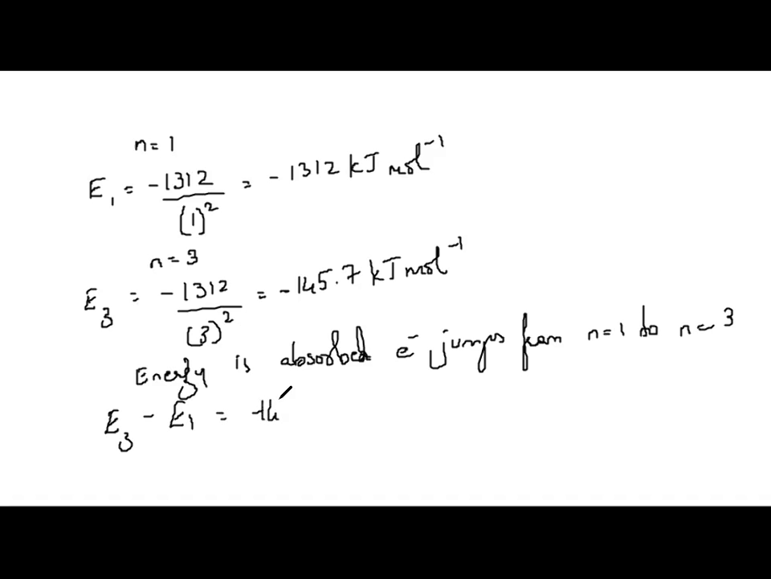So how much is E3? Minus 145.7 minus of minus 1312 kilojoules. So 1312 minus 145.7 comes out around 1166.3 kilojoules per mole. Correct?